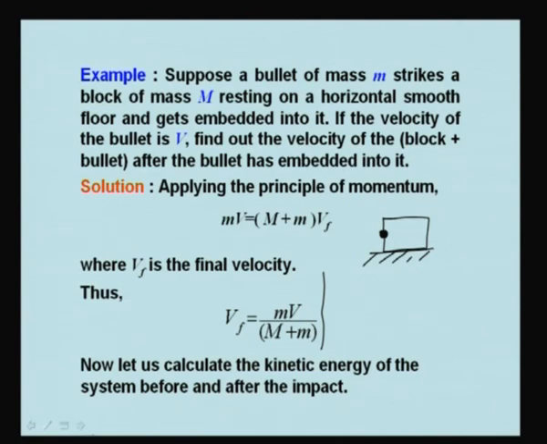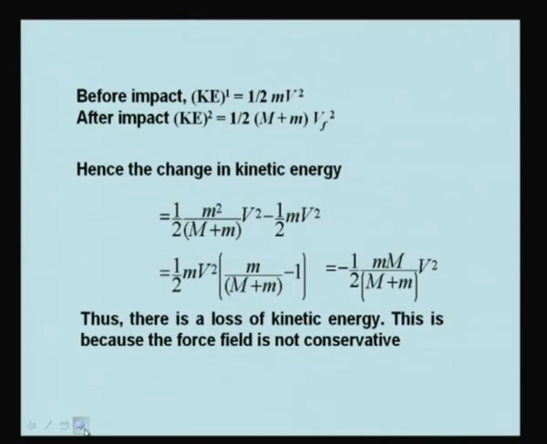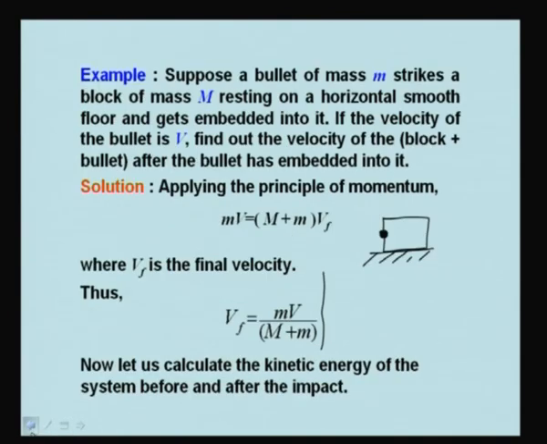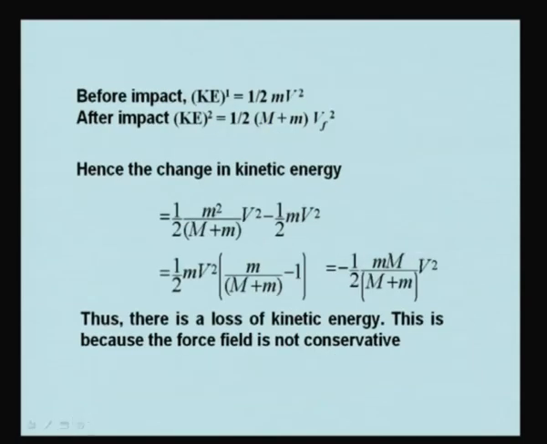Therefore, in the beginning the kinetic energy was only half mv squared. After the impact, the block is moving with velocity mv divided by (m plus m). So the kinetic energy is half (m plus m) times m squared v squared divided by (m plus m) whole squared. So this gives you half m squared divided by (m plus m) times v squared, minus half mv squared.